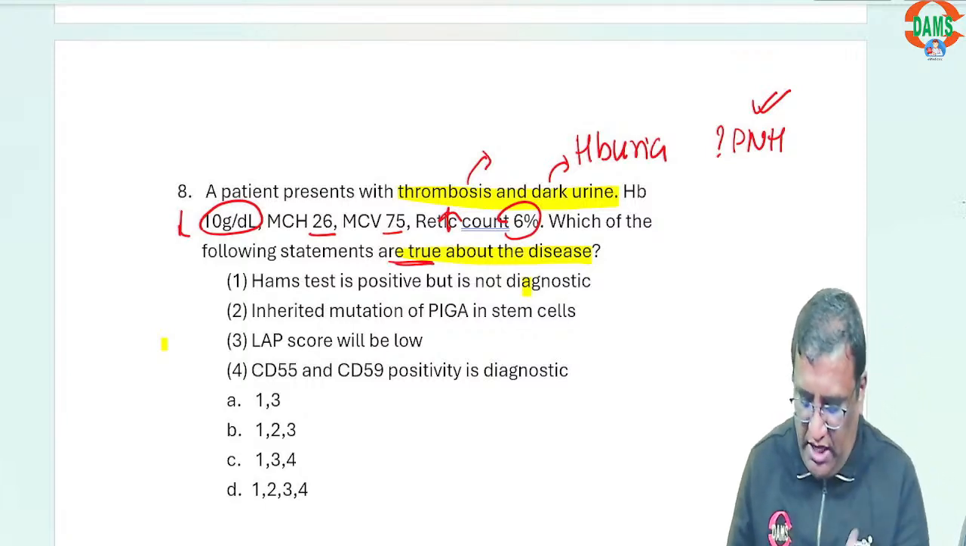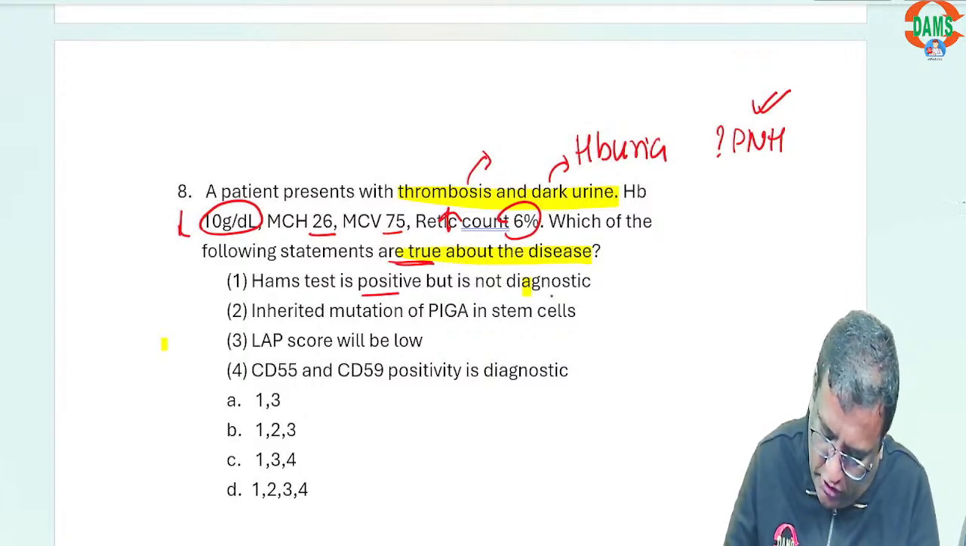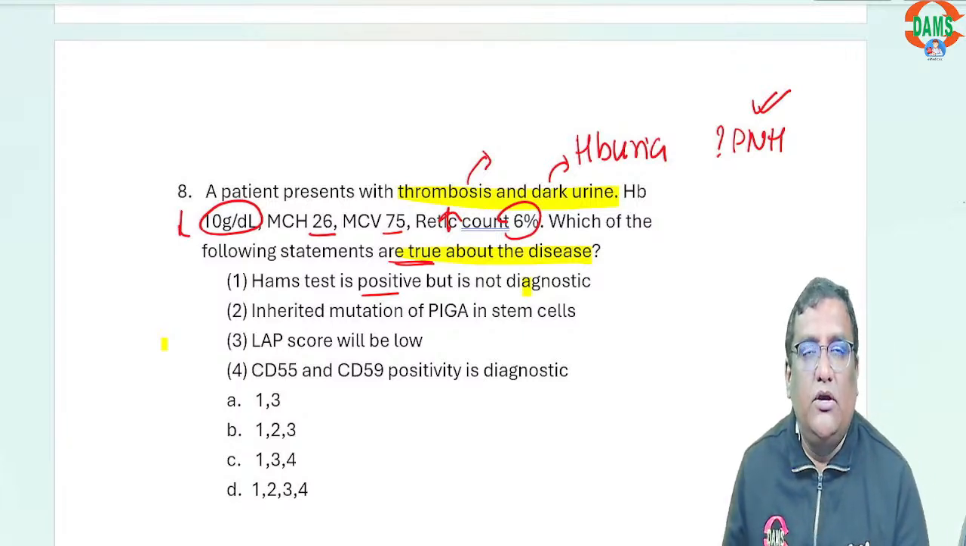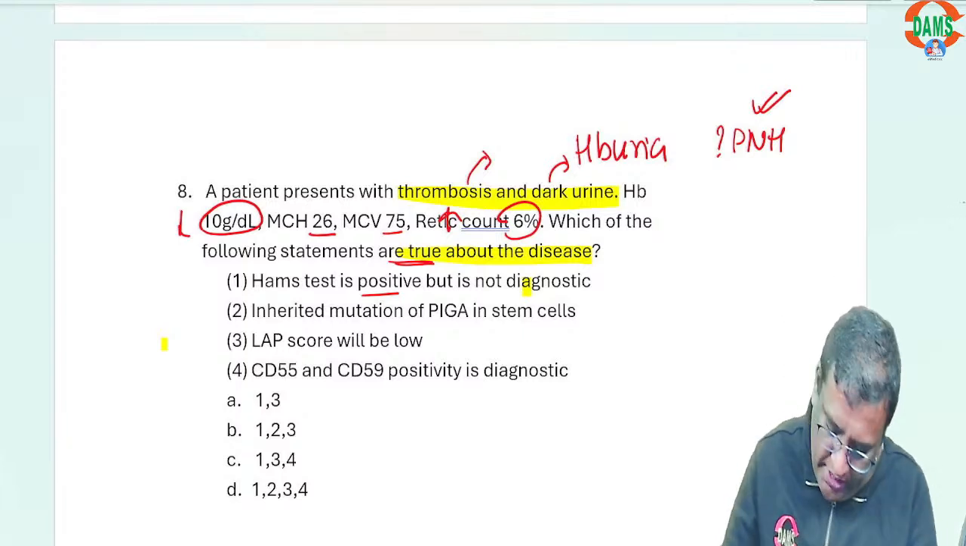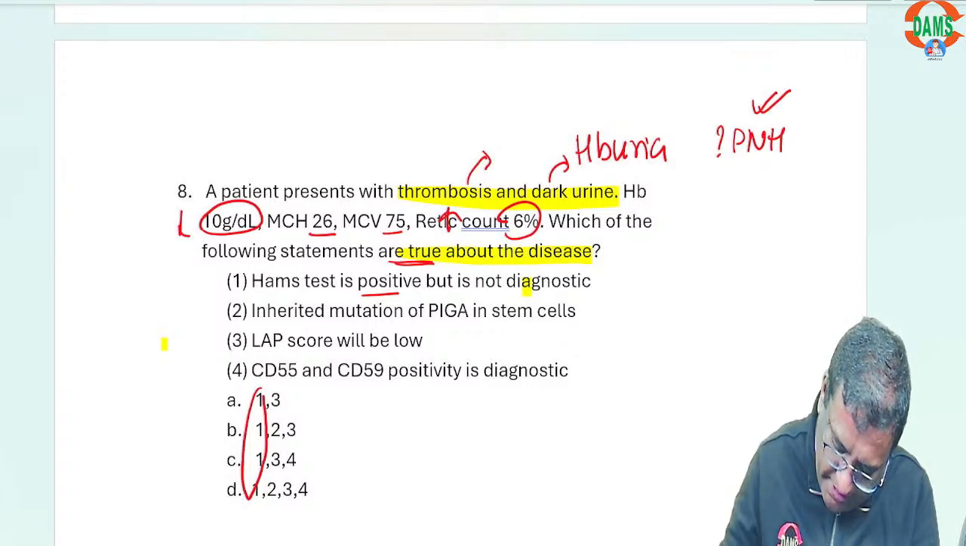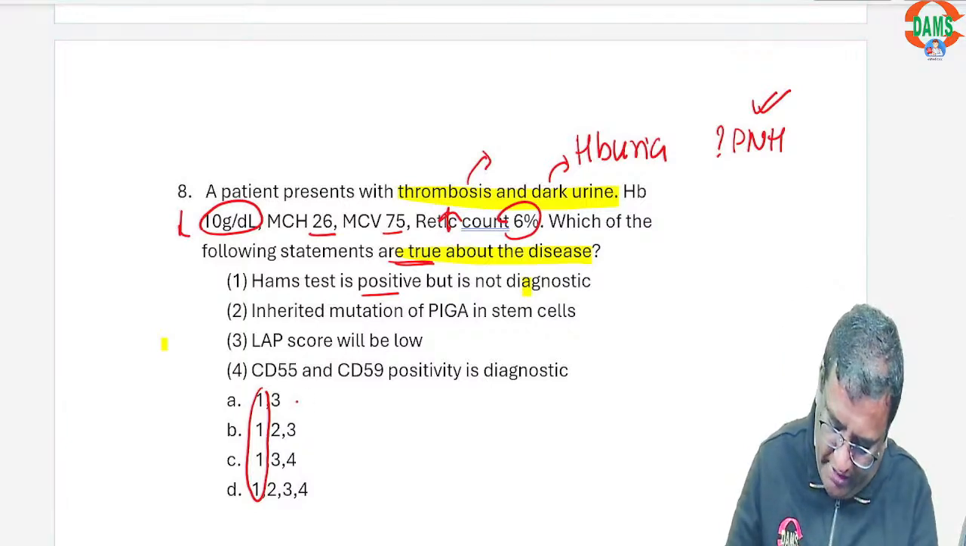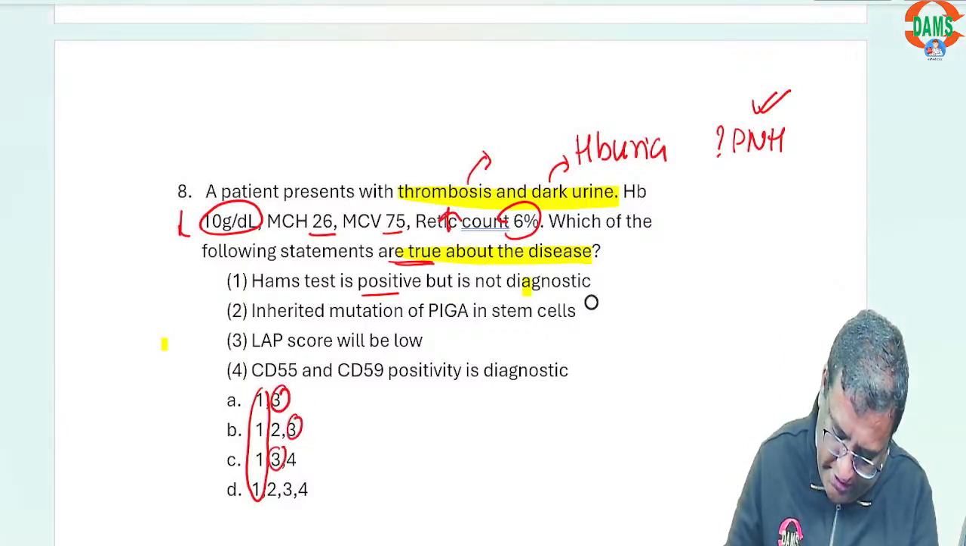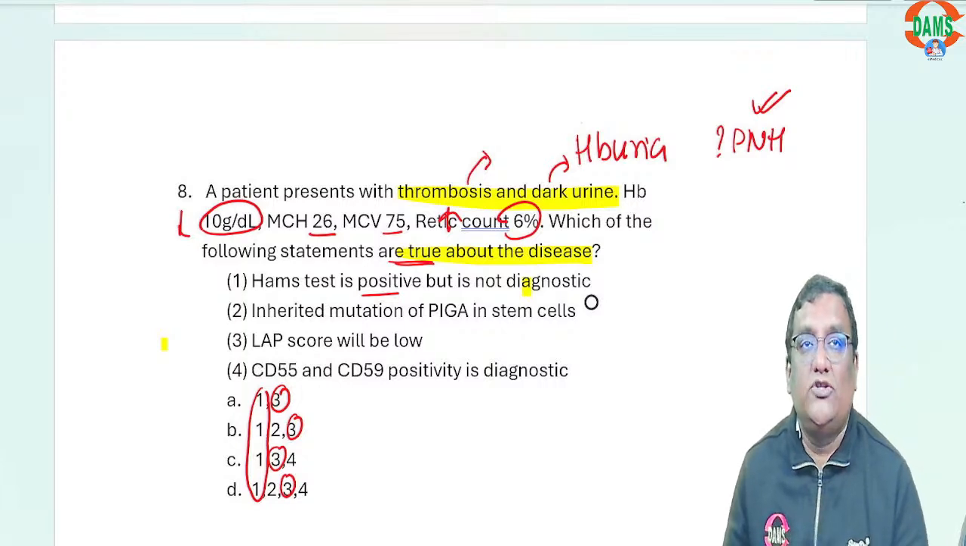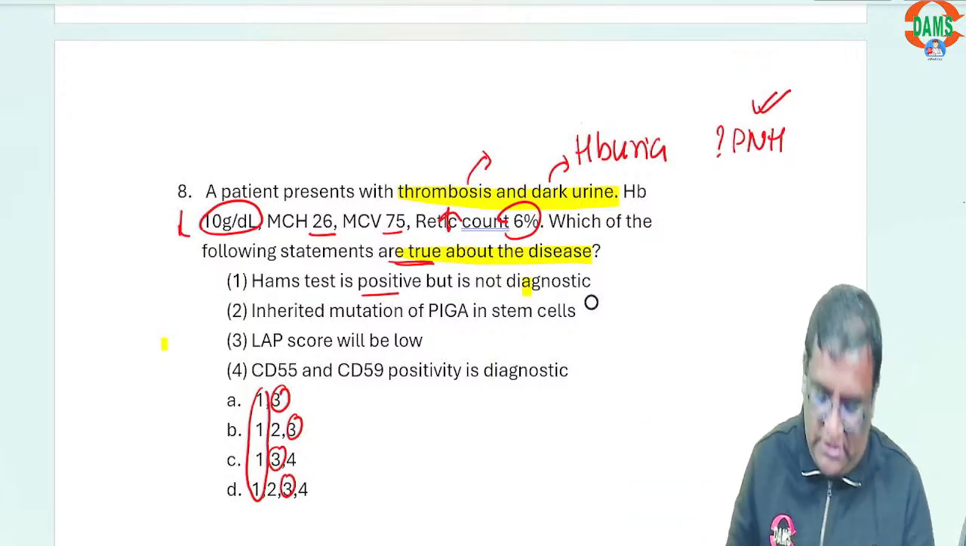So true has been asked. Ham's test is positive but not diagnostic. Okay, so all of them are having 1, so I need not break my head over 1 here. And 3 also, I need not break my head over 3. So 1 and 3 have to be true in this.